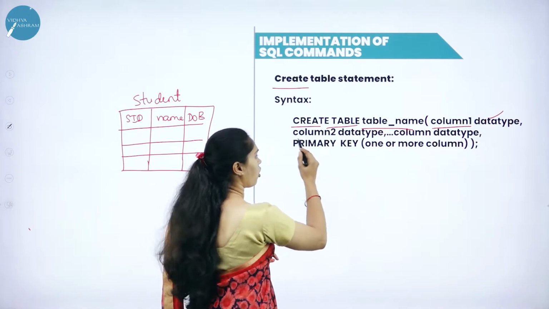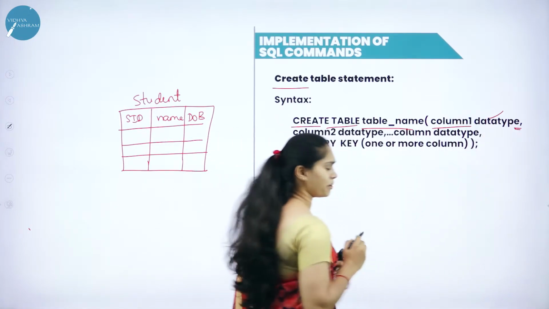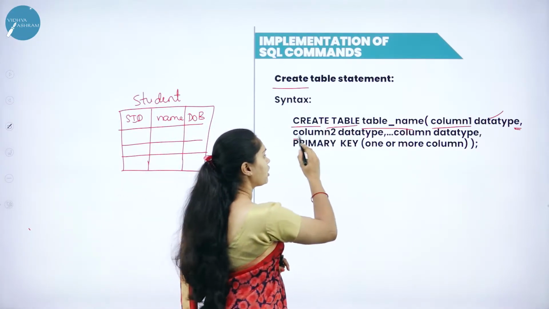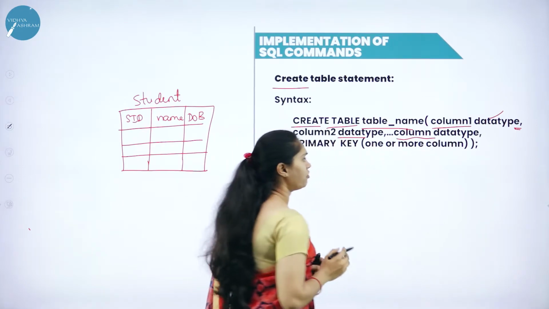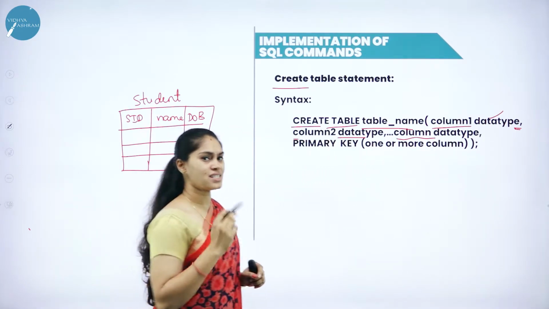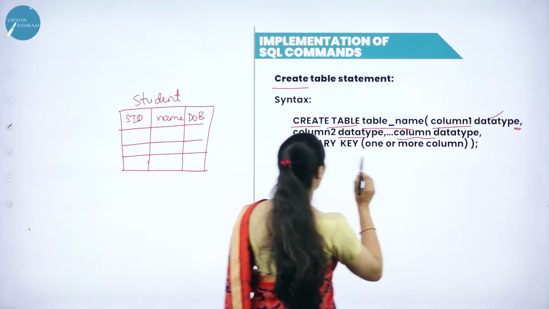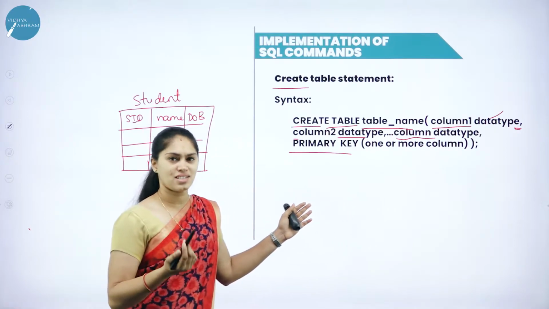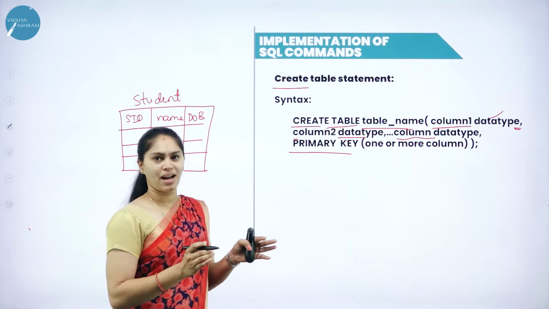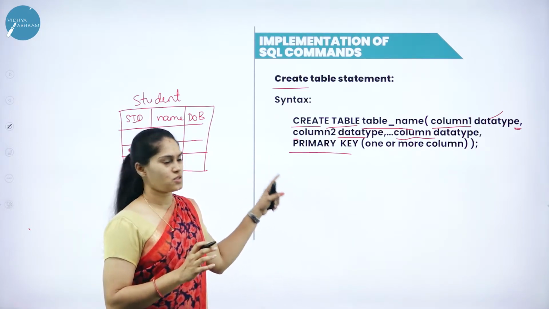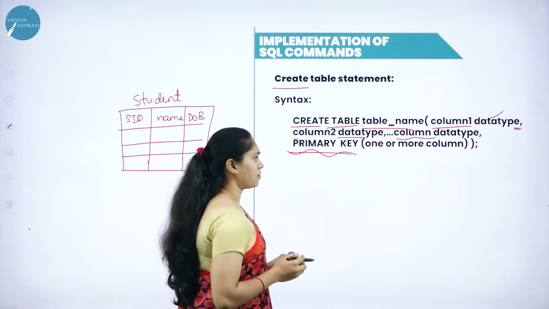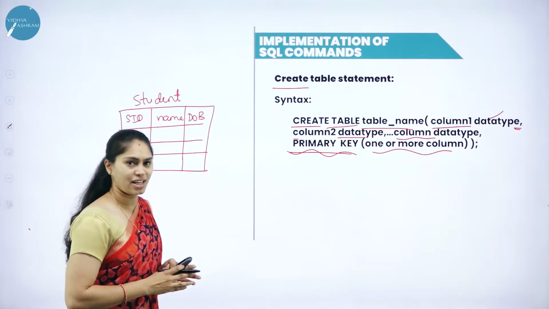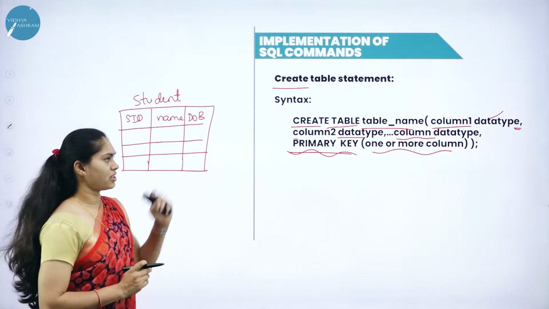Then don't forget to put this comma, because I want to differentiate one column from another column. And also we have column 2 data type. I can have n number of columns, so I need to specify its data type, then comma. After that, if I want to have any constraint, we have already discussed regarding constraints. That is the set of rules and regulations that need to be mandatorily followed by this table. So here I have a primary key constraint. That means we are going to make one or more columns a primary key. So it must be unique in nature and it should not be null. That is the constraint here.